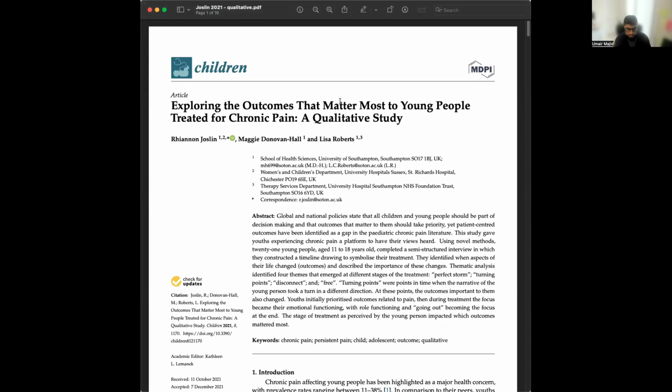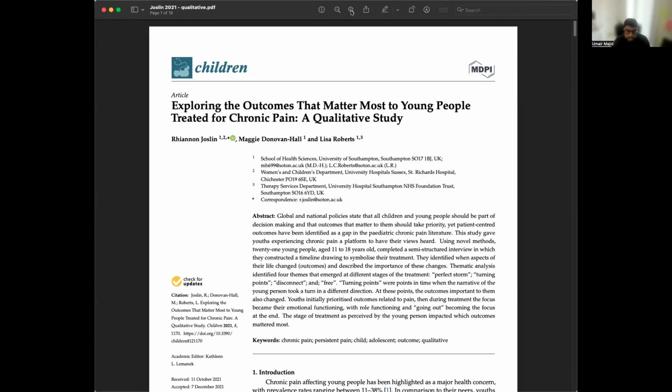Immediately off the bat, you know it's a qualitative study, not just because it says qualitative study in the title. There's not a lot of numbers, right? See the abstract, where are the numbers? Just the age maybe. Very different. You're not going to be looking at p-values, unless it's a mixed method study, then you'll have some of that. But in a qualitative study, you won't see that. So this, just to recap, is about what matters most to young people who are treated for chronic pain. Again, every abstract generally starts with the big picture.